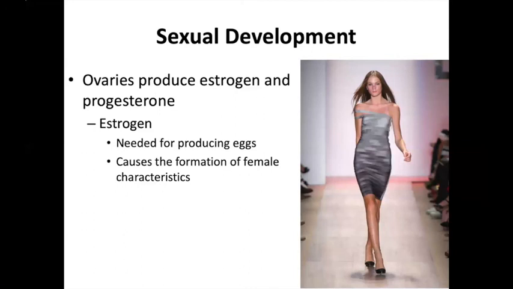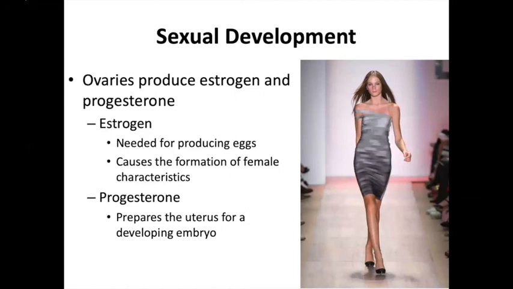What you're probably not used to hearing is progesterone. This is what prepares the uterus for developing an embryo. Let's put that into easier terms. Estrogen helps you get pregnant. Progesterone helps you be pregnant.